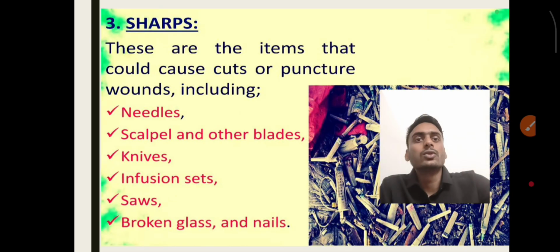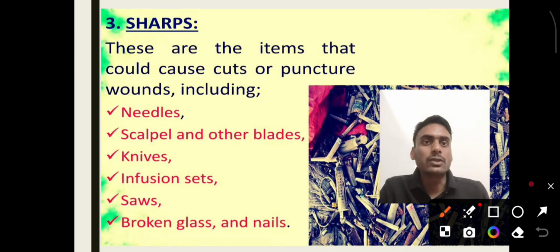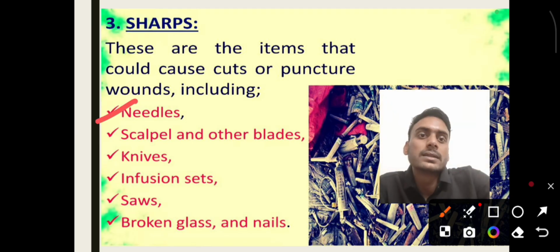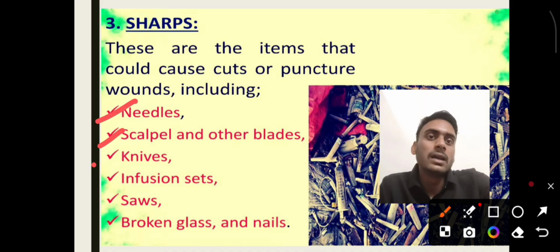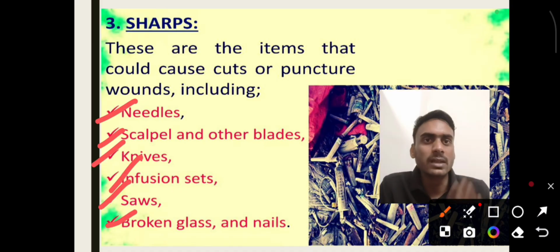Now we discuss sharps. Sharp waste consists of items that could cause cut or puncture wounds, including needles, scalpels or other blades, knives, infusion sets, saws, broken glass or nails. All these wastes come under sharp waste.